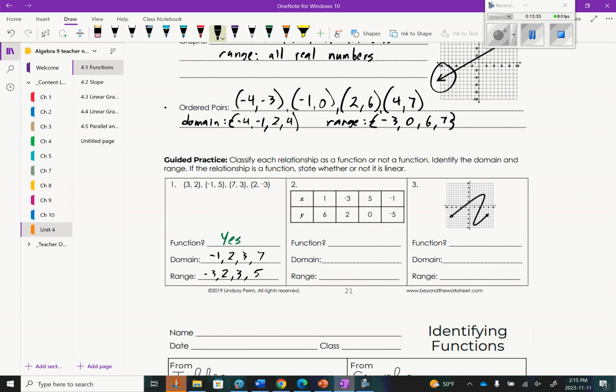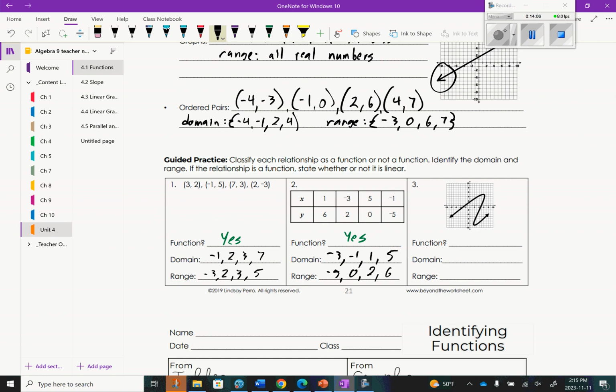For number 2, given a table of values, is this a function? Again, looking at the x's, we don't have anything repeated, so yes, it is. The domain: the smallest value for x is -3, then -1, 1, 5. For the range: -5, 0, 2, 6.